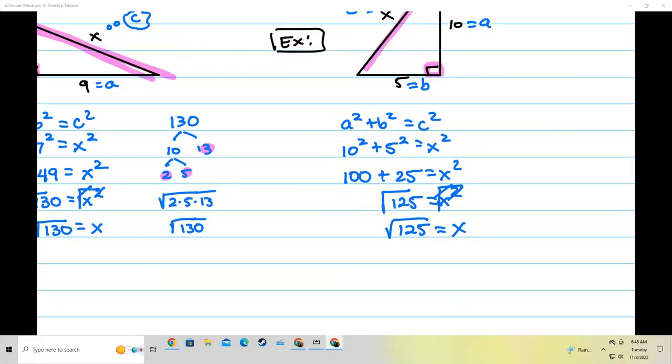So we do need to split this up. This 125 is the same thing as 25 times 5. And I can go ahead and split that up now to square root of 25 times the square root of 5. And the square root of 25, I know the square root of 25. The square root of 25 is just 5.